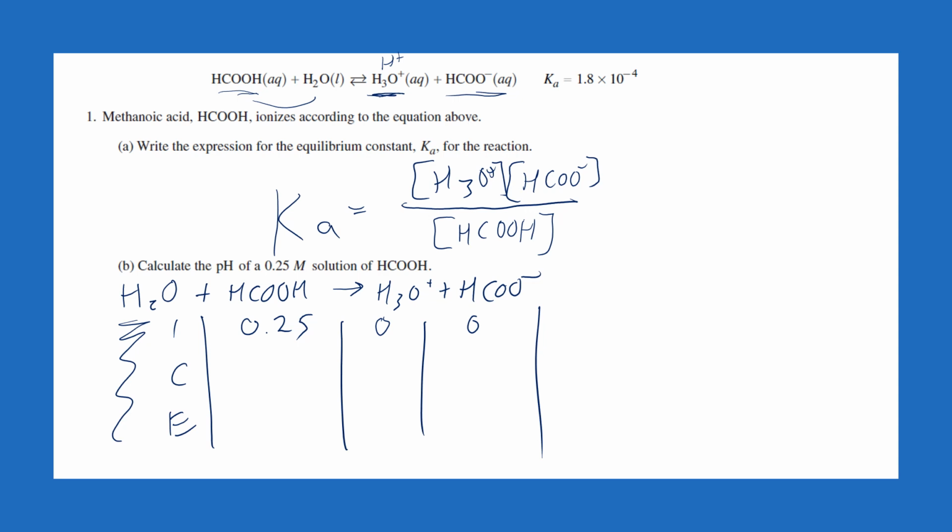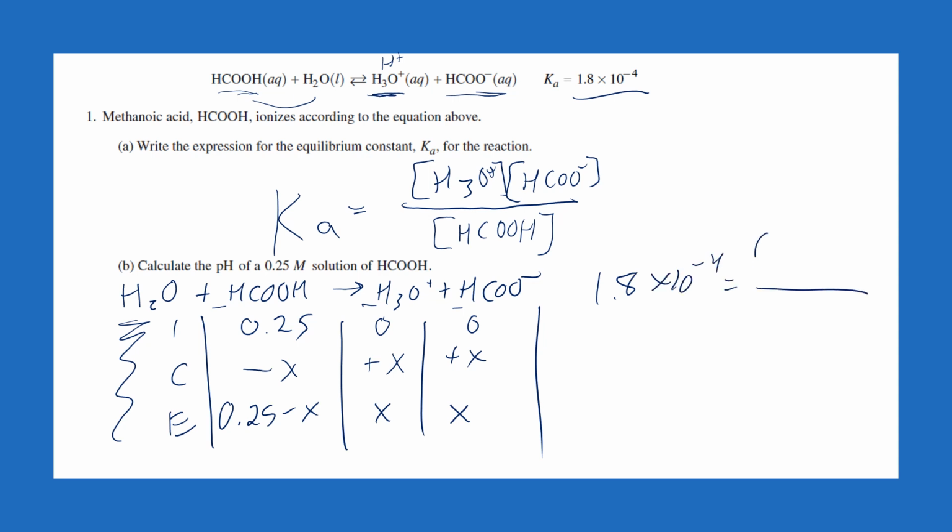When it reaches equilibrium, then some of the acid will dissociate and some of the products will form. And because their coefficients are all 1, it does that in equal amounts. So at equilibrium, you get 0.25 minus x, x, and x. So then you would plug those into your Ka expression, including the Ka value. So 1.8 times 10 to the negative 4 is equal to, and the products are both x, and the reactant is the 0.25 minus x.